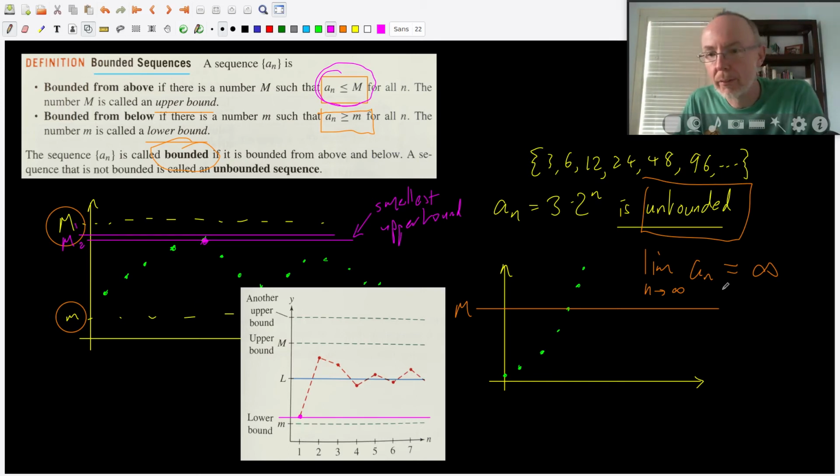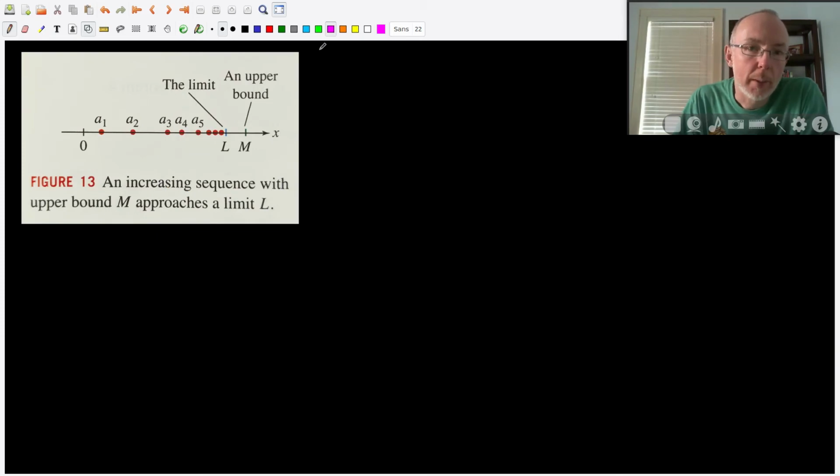I said that if a sequence goes off to infinity, then it's unbounded. What happens if it converges? Well, here's a nice little picture I stole from the book that visualizes the terms in a different way. This is just the number line, and it's just drawing the values of a on the number line. So there's the first value of a, there's the next value of a, there's the next value of a. And you can see they're stacking up towards this value L. They're approaching the limit L.